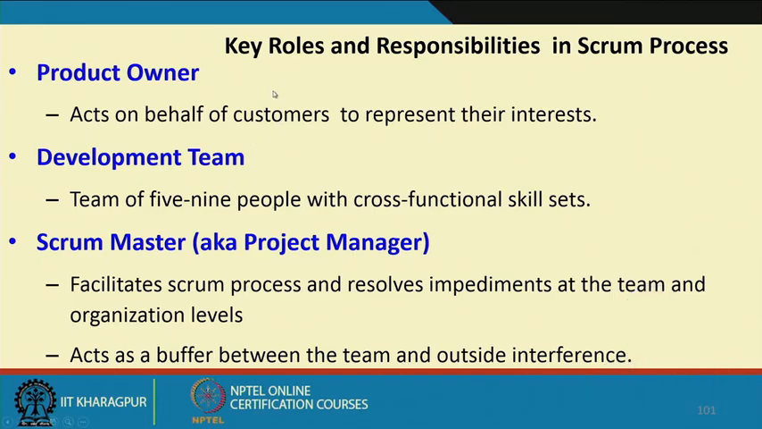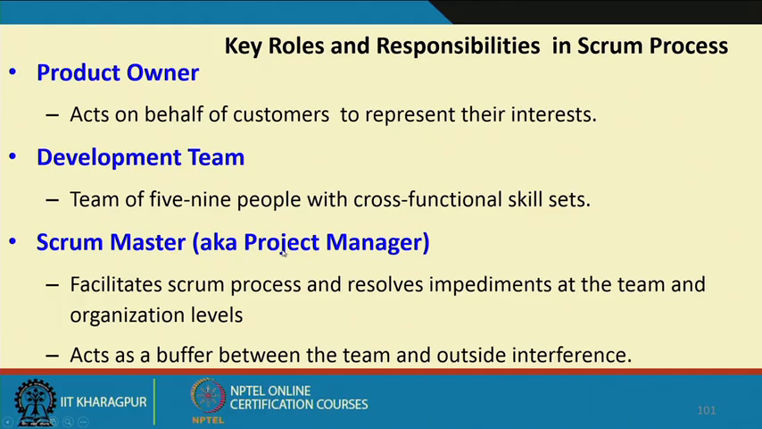The key roles are the product owner, development team and the scrum master. The product owner is a team member who represents the customer's interest, thinks on behalf of the customer. The development team is typically 5 to 9 people with cross functional skills. That means each team member typically has multiple skills, maybe a tester, a GUI developer, coding, database and so on.